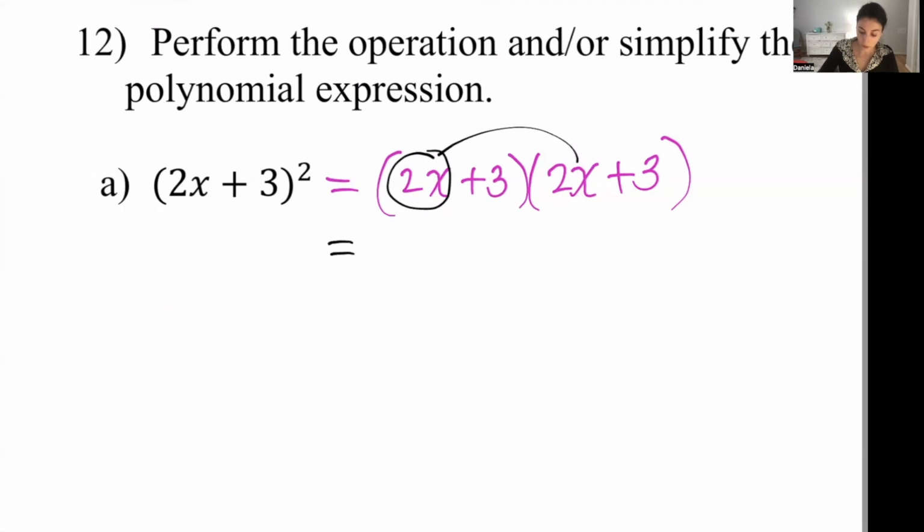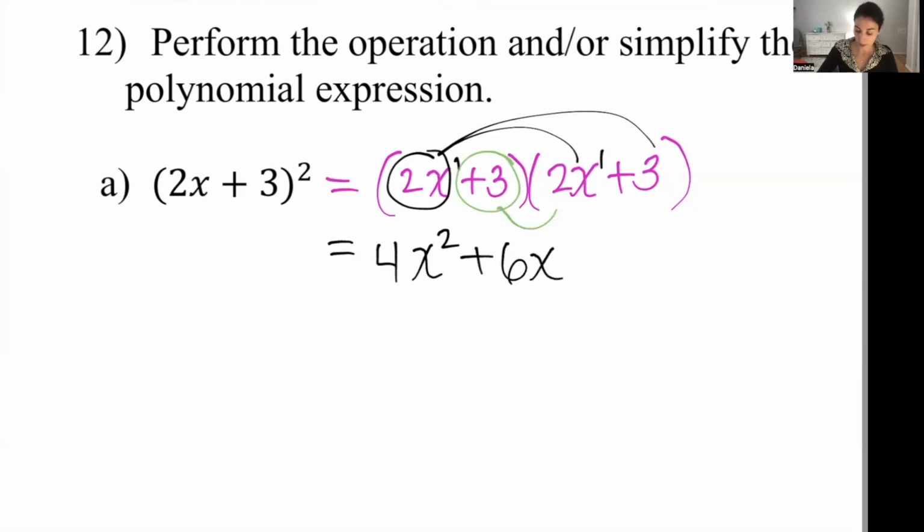So 2x times 2x is 4x squared. Remember, we're adding the exponents there, and the imaginary exponents there are 1. And then 2x times 3 is just going to be 6x, right? Now we're going to distribute the positive 3. 3 times 2x is another 6x, and then positive times a positive, so that's going to be positive 9.